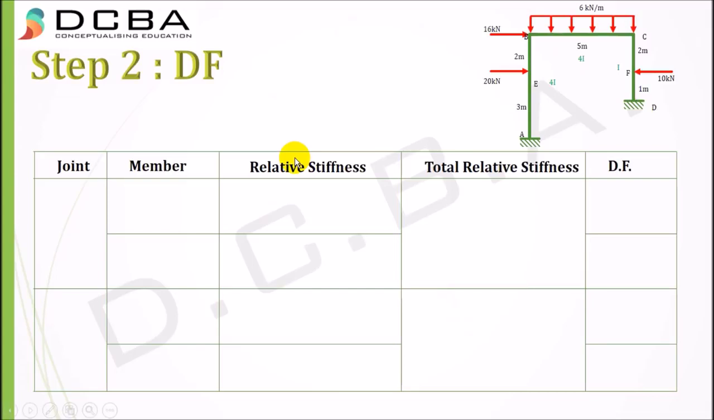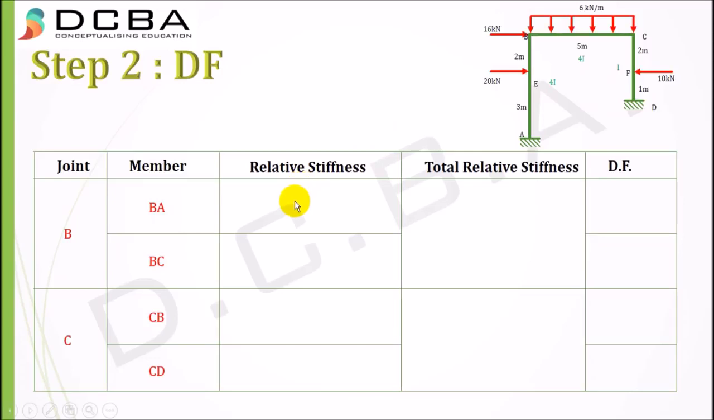Step 2 is finding the distribution factor. Since it's a moment distribution sum, we need to find the distribution factor, and the distribution factor is found at the intermediate joints. A and D are the end joints, and B and C are the intermediate joints. The members connecting to joint B are BA and BC. Then for joint C, the members connecting are CB and CD.